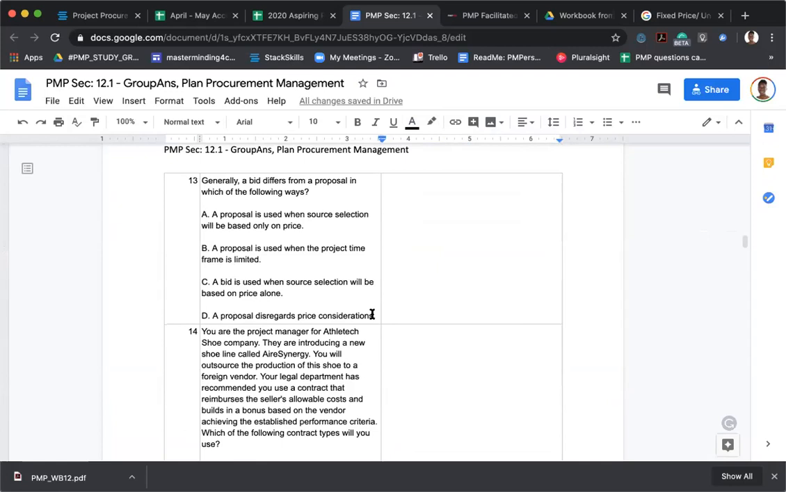Generally, a bid differs from a proposal in which of the following ways? A proposal is used when source selection will be based only on price. A proposal is used when the project timeline or time frame is limited. A bid is used when source selection will be based on price alone, or a proposal disregards price considerations. Ugh, okay, so a bid. Oh, wait, hold on. Let me read these again. Project time frame is limited. Source selection will be based only on price. A bid is when the source selection will be based on price alone.